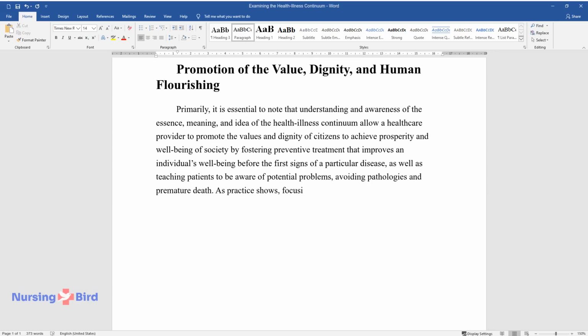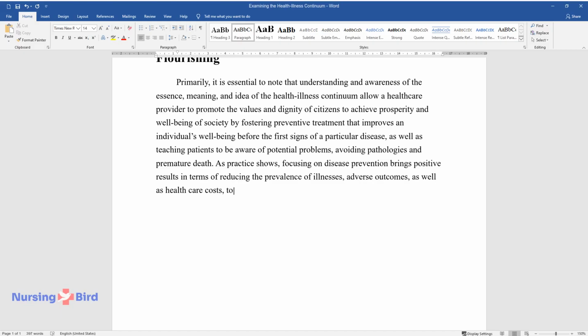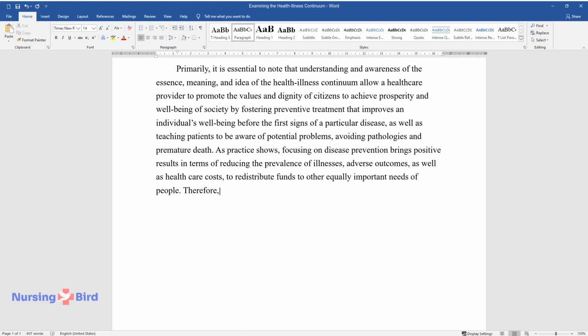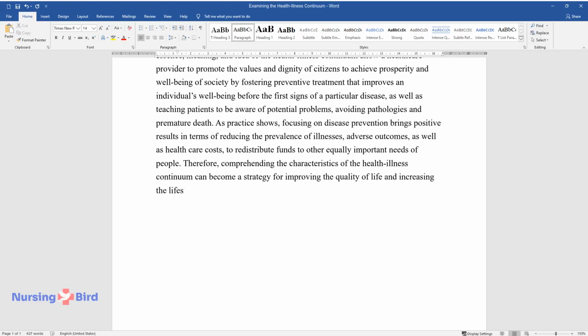As practice shows, focusing on disease prevention brings positive results in terms of reducing the prevalence of illnesses, adverse outcomes, as well as healthcare costs, to redistribute funds to other equally important needs of people. Therefore, comprehending the characteristics of the health-illness continuum can become a strategy for improving the quality of life and increasing the lifespan of individuals or groups for full functioning in society and interaction with people.